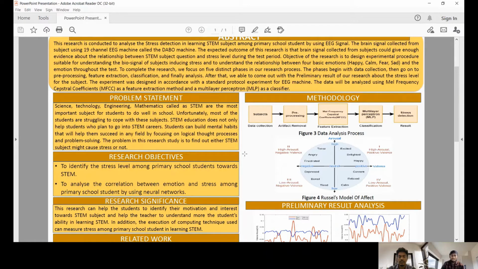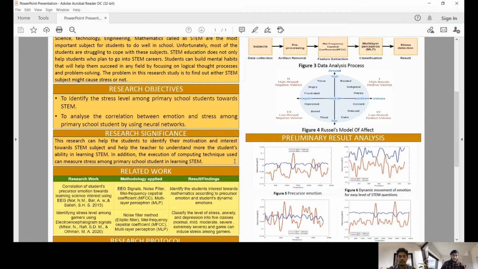For this research, we focused on 2 major objectives. The first one is to identify the stress level among primary school students towards STEM. And the second objective is to analyze the correlation between emotion and stress among primary school students by using a neural network.